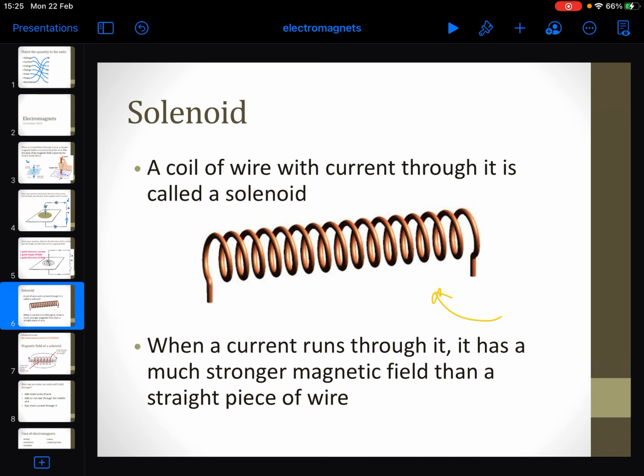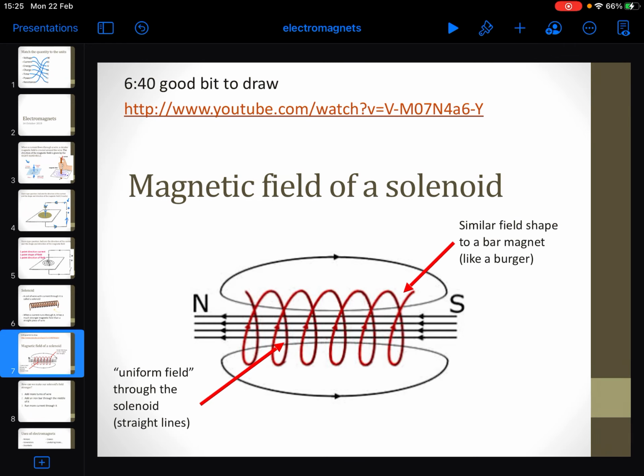Right, so overall, when you look at the magnetic field inside a solenoid, it looks again a bit like a burger. You have one end which will be north and one end which will be south. We will look at the north and south poles later on in the topic. Don't worry too much about that. For the time being, just know that one end is north and one end is south.